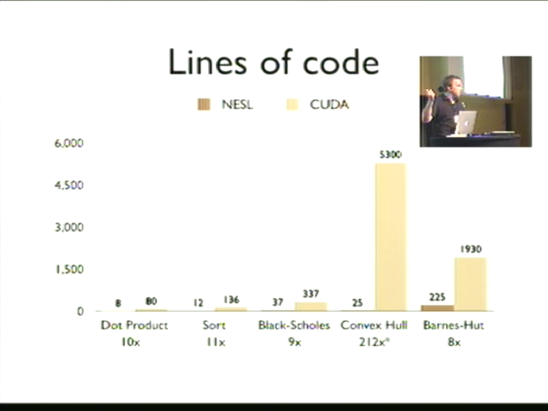Now I've got a star next to convex hull because the best algorithm there actually supports more higher dimensional cases. So that's not totally fair, but I bet if they only supported the 2D case, they would also be a factor of 10 larger.